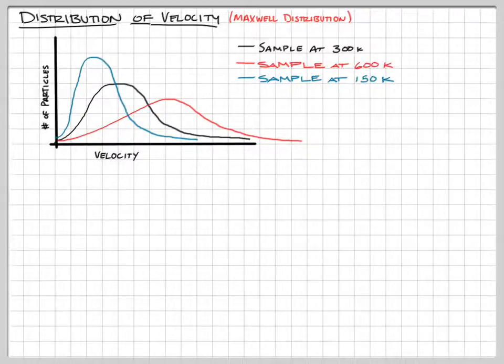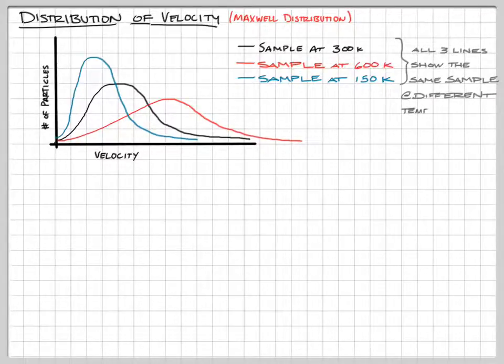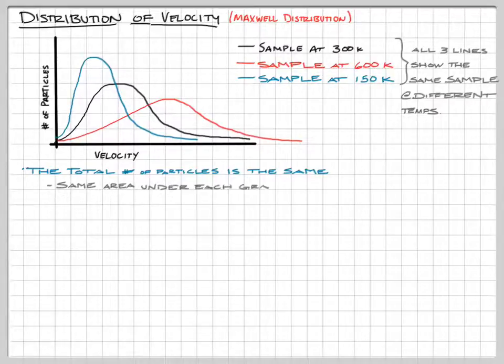So, let's talk about what this graph really means. Just to keep in mind, all three lines show the same substance, the same sample, at different temperatures. So the first thing to keep in mind, the total number of particles is the same for each curve. The blue one, the black one, and the red one all have the same total number of particles.